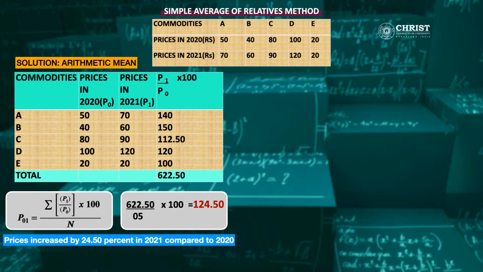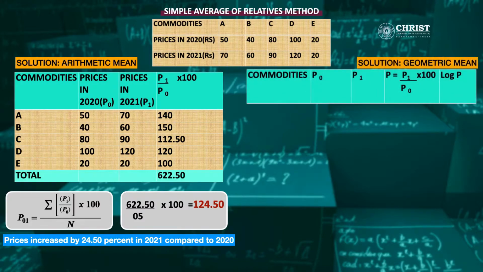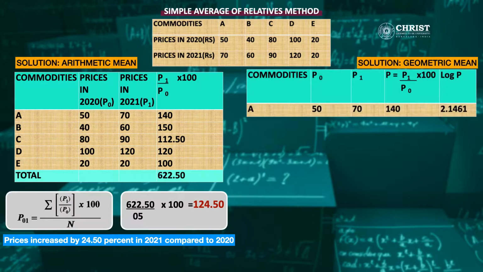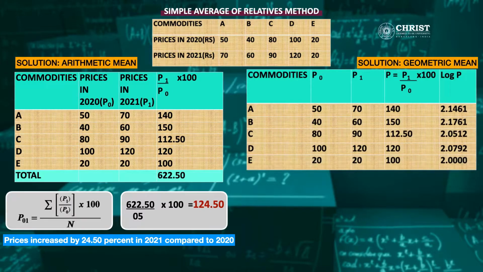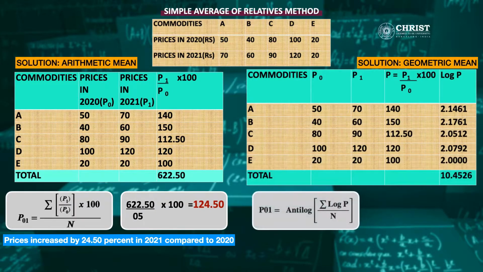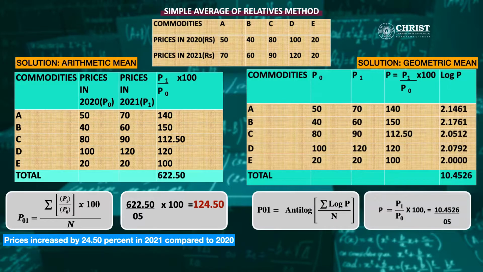Now we have to do the same problem using geometric mean as the average. So commodities, P0 values, P1 values, price relative and the log P values are there, because geometric mean is based on logarithm values. So P01 is the anti-log of sigma log P divided by n. Here also n is the number of observations and P is the price relative values. Price relative we have to calculate for all values. The first value we are getting as 140.